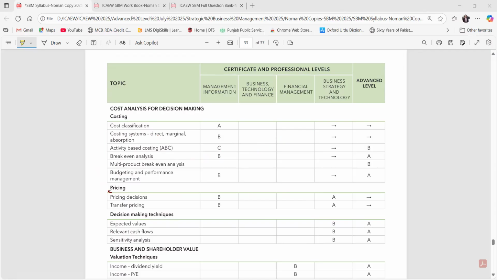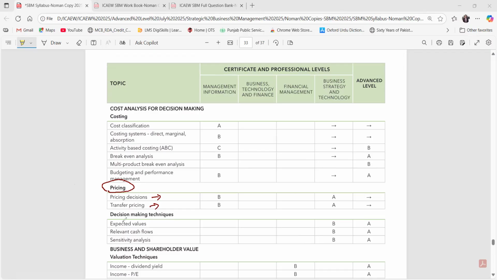Now, if I talk about pricing, then in pricing, we have two key considerations. First of all, the major consideration is pricing decisions. You have to take decisions about the price, how you should set the price. That is basically a key consideration. And then another area is transfer pricing. What is transfer pricing, basically? Why do we use transfer pricing? Are there some implications of transfer pricing or not?